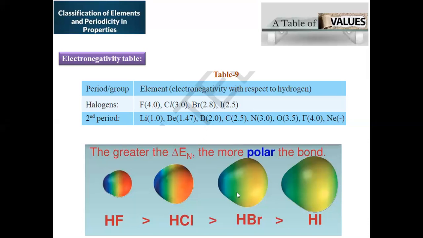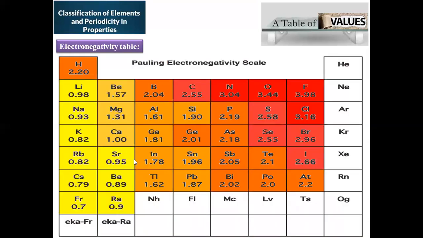Polarity, in the sense, shifting of bonded electrons towards only one atom is called polarity. That used to generate the poles. Means positive pole, negative pole. Means a positive charge, a negative charge. And these are the periodic trends with respect to electronegativity.